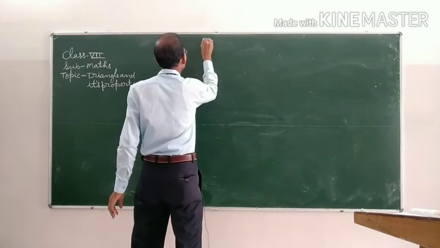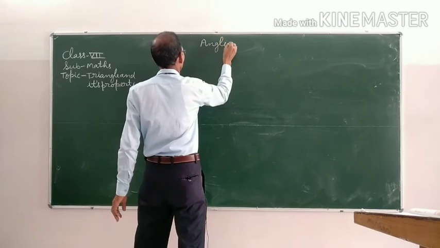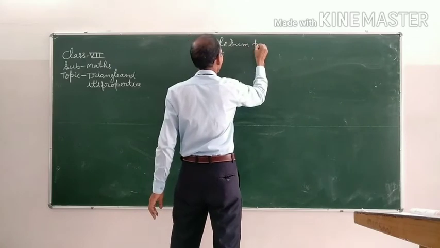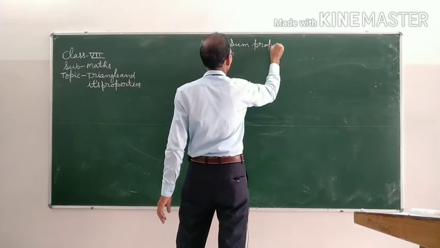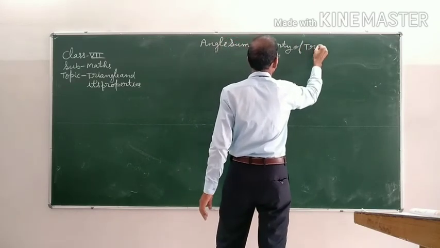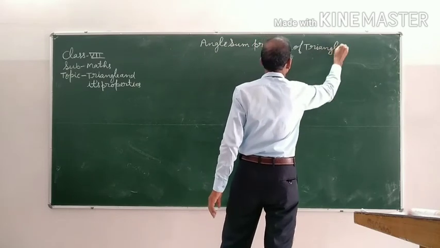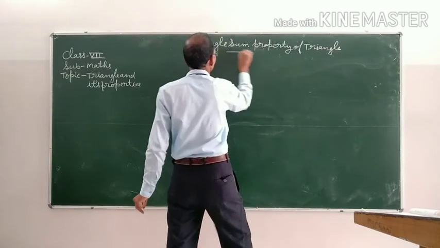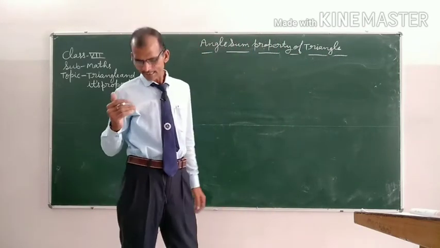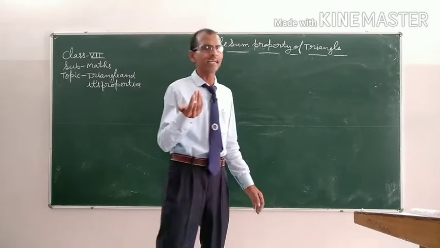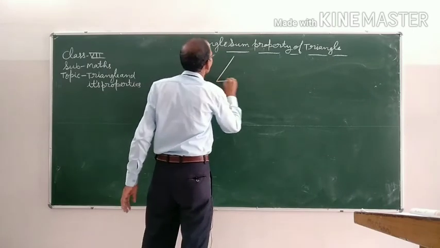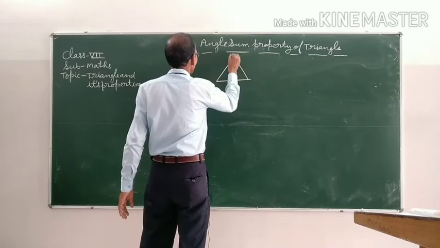Angle sum property of the triangle. We know that a triangle has how many angles? A triangle has 3 angles. Okay? Suppose we have a triangle ABC.